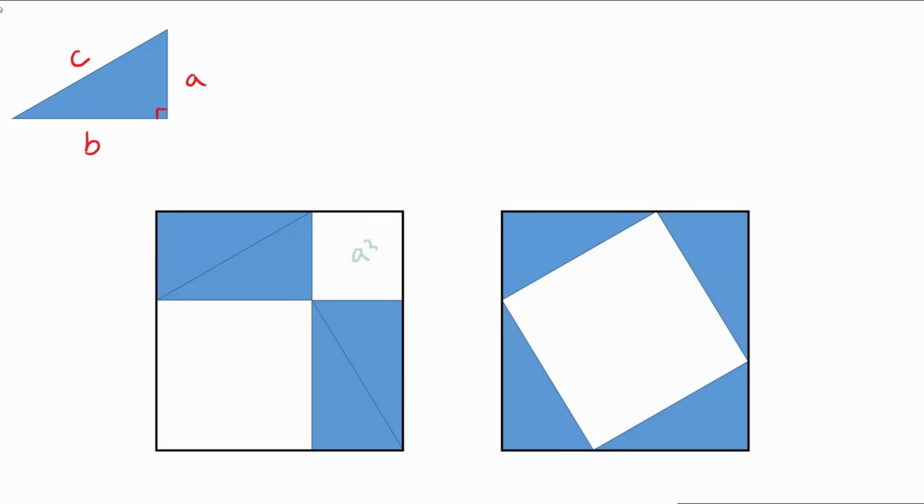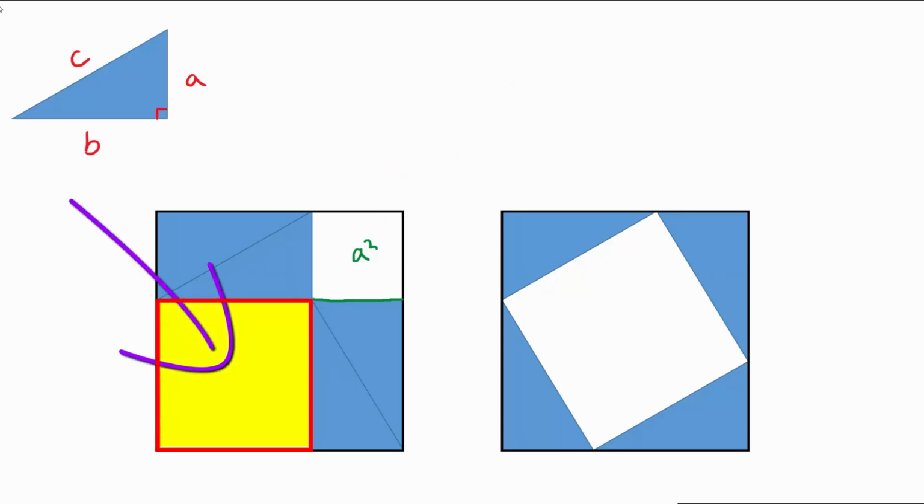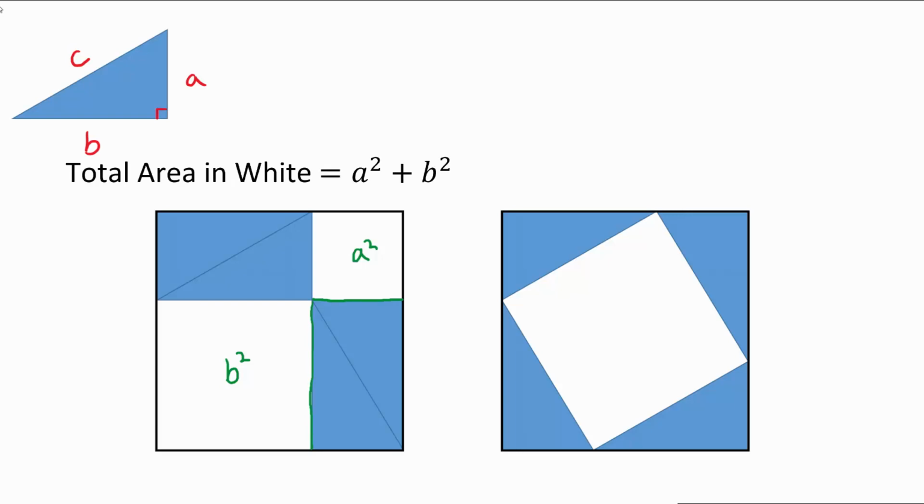It has area A squared because its dimensions are defined by the smallest side of the right triangle. So this area in white is A squared. Now this area of this bigger interior square has got to be B squared because its dimensions are defined by the side of length B from the original right triangle. So the total area in white here is A squared plus B squared.